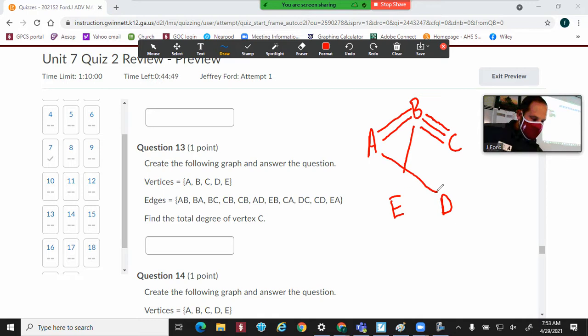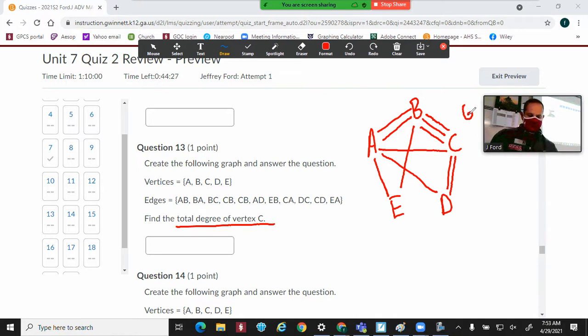E to B, like so. I drew that, I actually did that backwards. So C to A, but D to C, like so. C back to D, and then lastly E to A. All right, I did that pretty quickly. I hope I did it right. So find the total degree of vertex C. Well, literally, how many lines are touching it? So 1, 2, 3, 4, 5, 6. Total of 6. There you go.